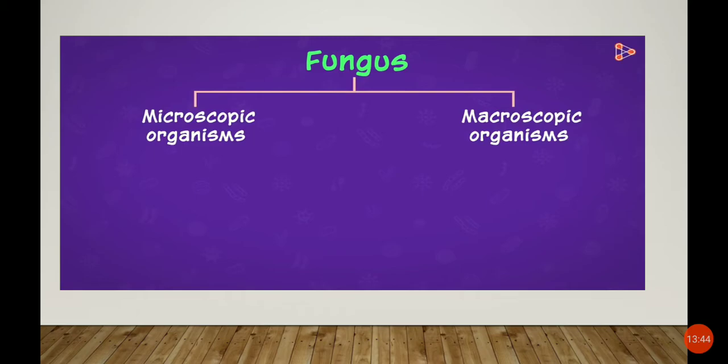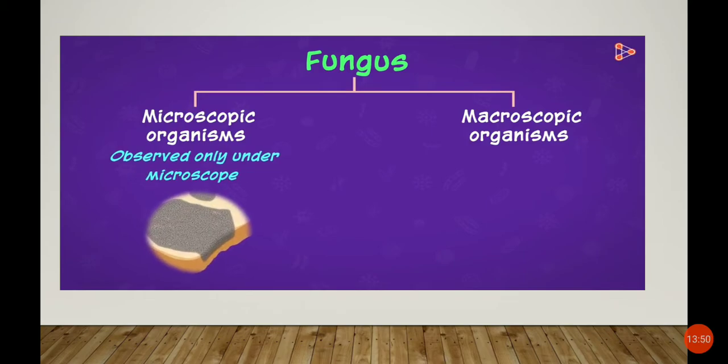What do we mean by this? Microscopic means those which can only be observed under the microscope. So the cottony growth that you find on stale bread can be included in this category. On the other hand, macro means huge. So those which are big enough to be observed with naked eyes are macroscopic organisms.